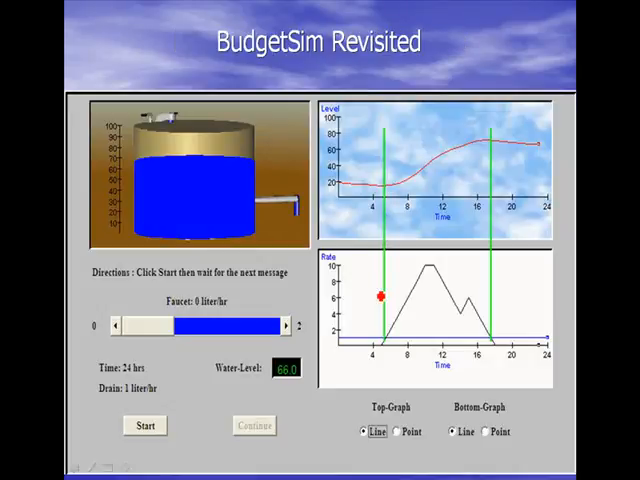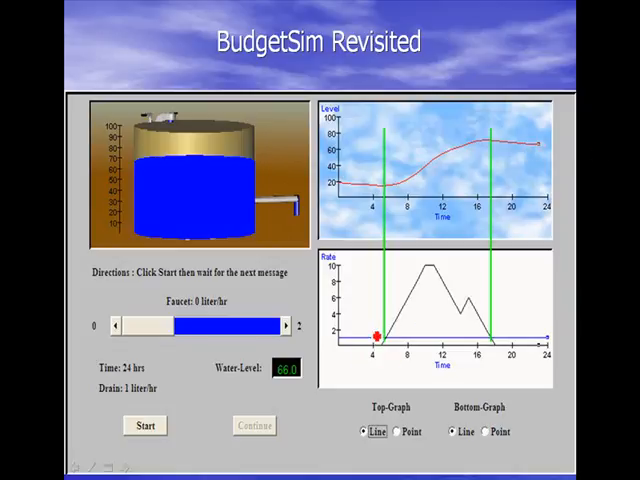Now, what I've done here is I've actually completed Budget Sim. My maximum water level, it looks like, was right at about 70. There are quite a few things that I'll point out on this particular slide. The top graph here, again, is the water level. And you see here that the water level begins to increase as I go through hours 7 through, it looks like, about 18, and then begins to decrease.